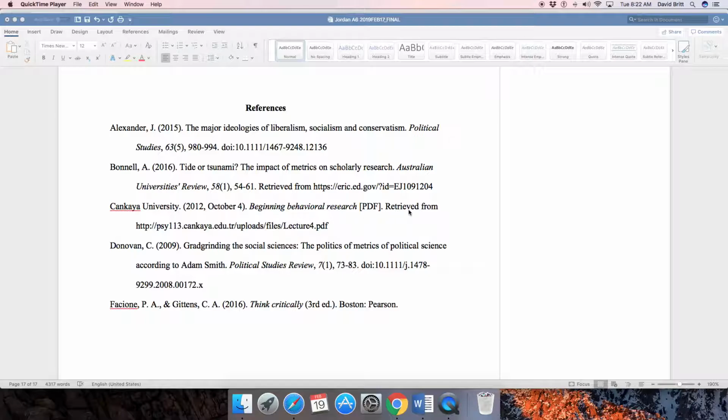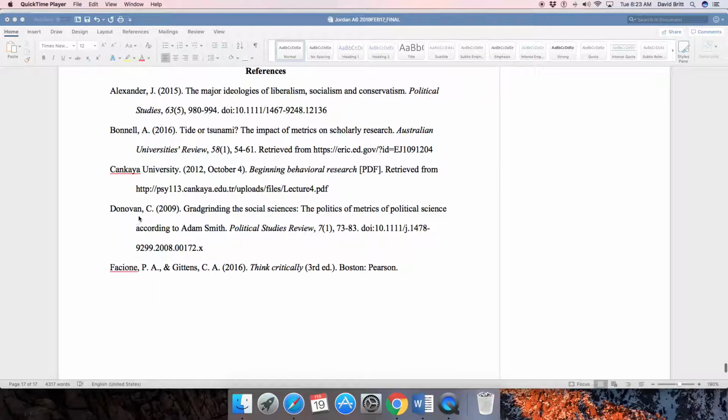and then the title of the article that you pulled off of the website in italics. And here, simple, retrieved from, where did you get this article? This is the web address where this article is placed on that website, okay? So this is a website article that you are citing and referencing here in your reference section, okay?